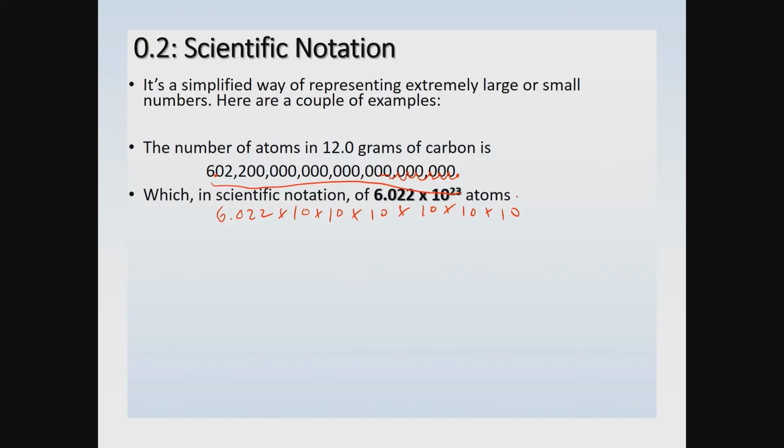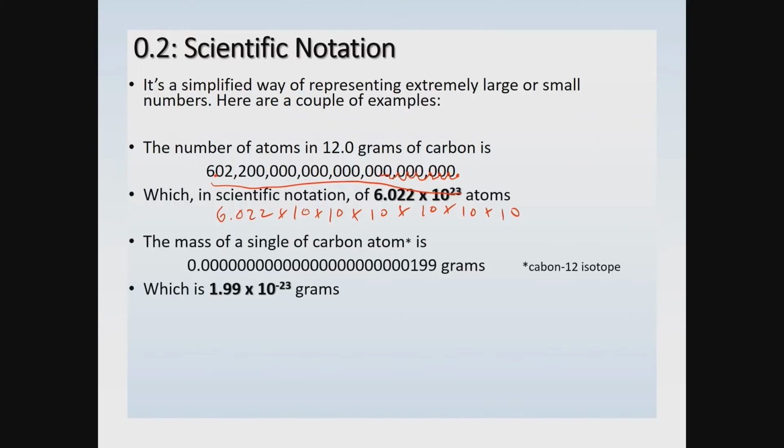So if I kept multiplying by tens, then I would eventually get 23 tens. And when I've multiplied 6.022 by 10 to the 23rd power, in other words, 10 23 times, then I get that very large number there. Okay. Another thing that scientific notation is very good about is providing a shorthand notation for very small numbers. And so we have an example of a small number there, which is the mass of a single carbon atom. So you can see that, because of all those zeros in front, that is an extremely small number. And so I have that number there in scientific notation.